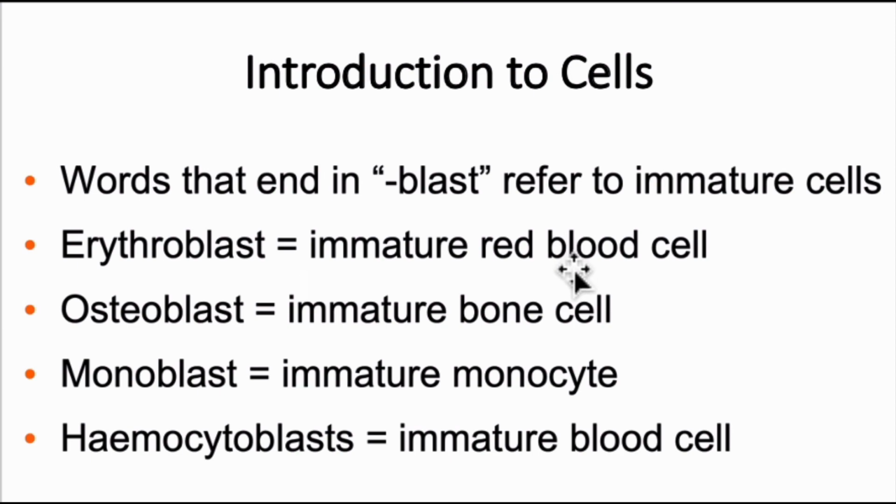Moving along to words, again, when you see the suffix blast, it means immature. So when you look at the word erythroblast, this is an immature red blood cell. Osteoblast, immature bone cell. Monoblast, immature monocyte. And hemocytoblast, this is an immature blood cell.